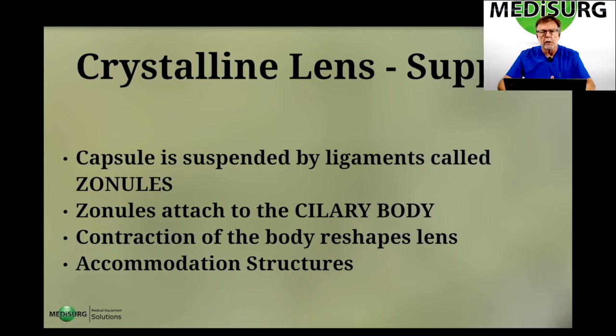Next, we have what is called the crystalline lens support. The capsule in the eye is suspended by some very fine hair-like ligaments called zonules. These zonules are attached to the ciliary body, which is that area that produces the aqueous humor, but it's also a muscle. So the contraction of that ciliary body pulls on these zonules, and it reshapes the lens size. And this process is called accommodation.